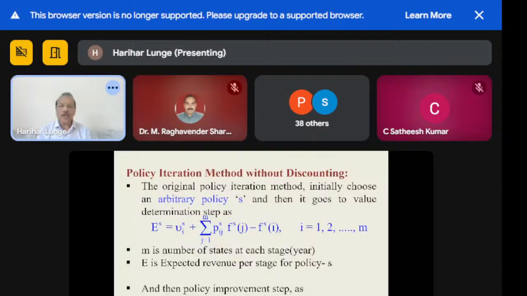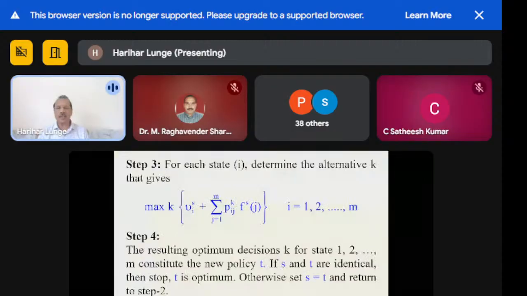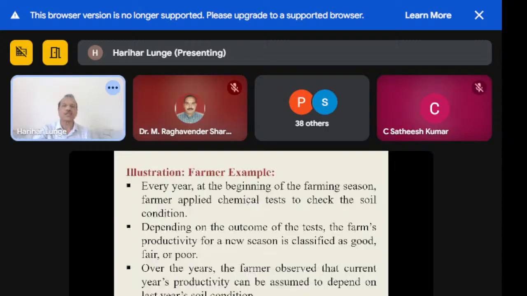And finally, the objective function, that is our main objective that we have discussed earlier, that we have to maximize the revenue. So to obtain the maximum value of the function E, that is revenue, this will be E equals mu plus summation p_ij f_j minus f_i. And using this, we can obtain the maximum of this.